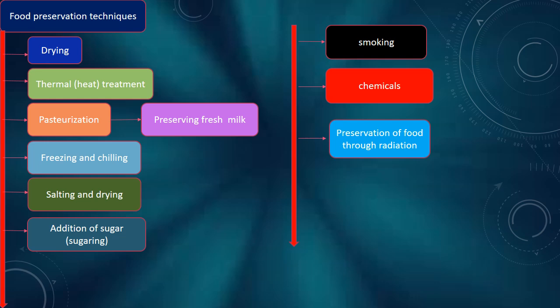Food preservation techniques: drying, thermal treatment, heat, pasteurization, preserving fresh milk, freezing and chilling, salting and drying, addition of sugar, smoking, chemicals, preservation of food through radiation.